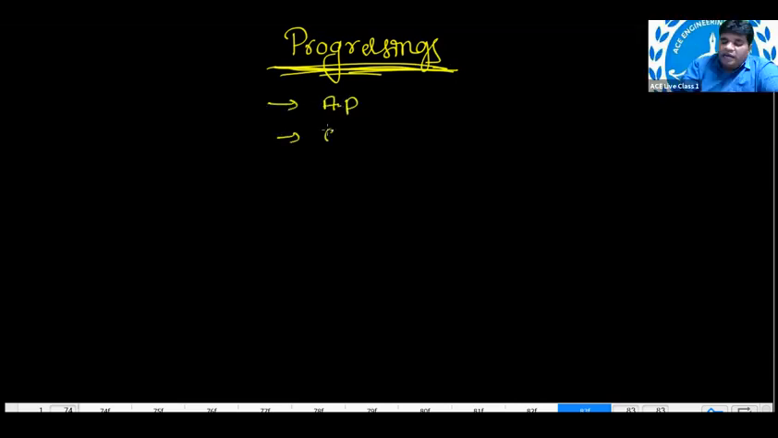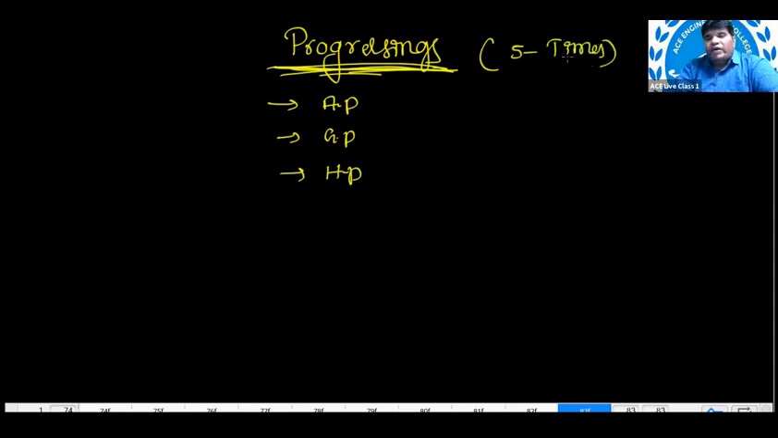Progressions: AP, GP, harmonic progression. In the GATE examination, this concept has been given 5 times. This concept belongs to simplifications: arithmetic progression, geometric progression, and harmonic progression. In arithmetic progression, what is the common term?